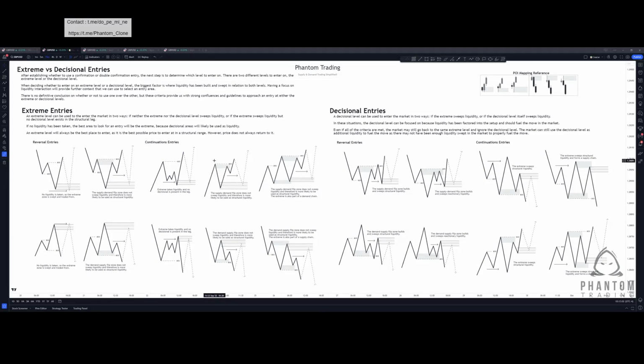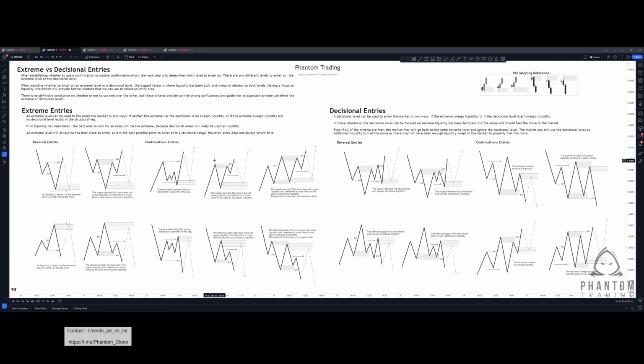Now that we've described the two types of entries, the confirmation and double confirmation entry, you might be wondering, when do I look to trade from the extreme or the decisional? We discussed either situation for both the double confirmation and confirmation entry, but I'm a little confused. Let's talk about that.